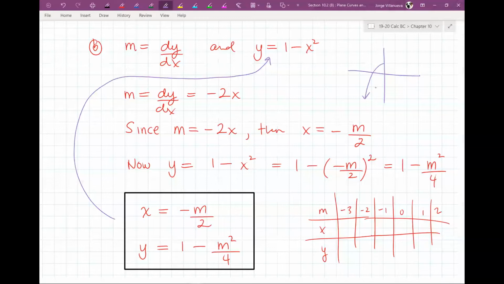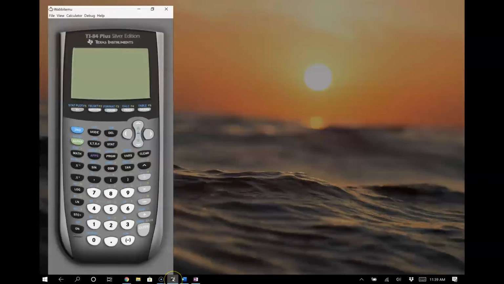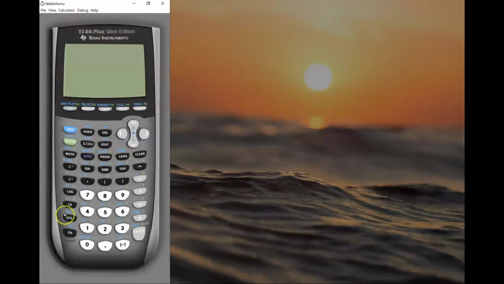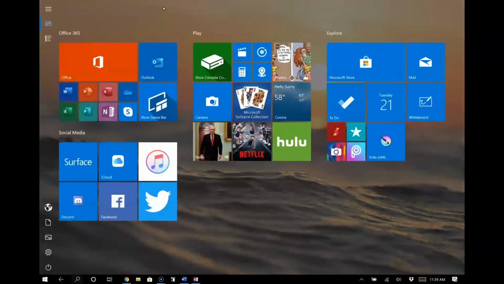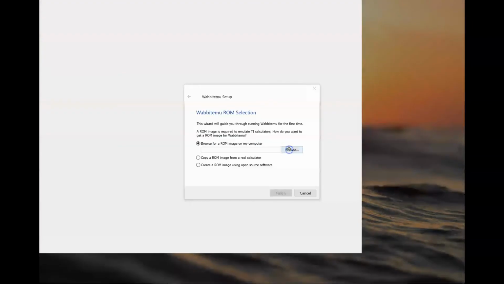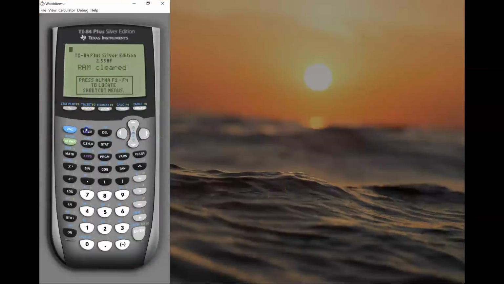So let's graph this on our calculator really quick. Let's see what it would look like. As usual, the calculator doesn't survive a screen change. Sorry about that. Let's go ahead and graph this. I always have to reset the mode, but you shouldn't have to. So we said x is negative t divided by 2, and then the other one was 1 minus t squared divided by 4. Is that right? t squared over 4, or m squared over 4?